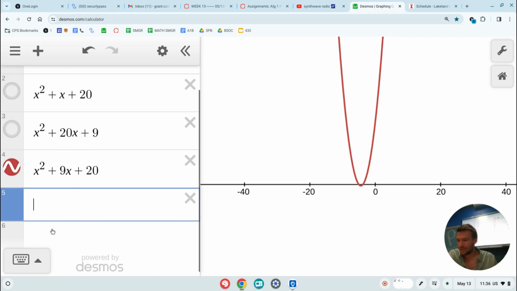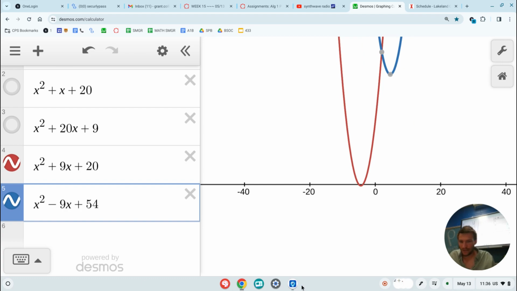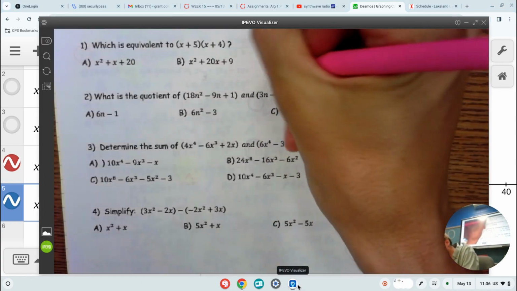So let me go ahead and try D just to make sure. X shift 6, 2 minus 9X plus 54. No good. Easy. We got it. The answer is C. We're moving on.